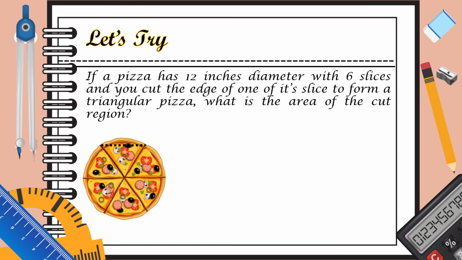Now, for our last example, if a pizza has 12 inches diameter with 6 slices, ganun ulit, and you cut the edge of one of its slices to form a triangular pizza. So, para maging eksaktong triangle yung ating pizza, kinat daw siya dito sa part na ito. Parang matatanggal itong part na ito ng pizza. So, what is the area of the cut region? Since etong part na to, yung tinanggal natin, that is the segment of a circle.